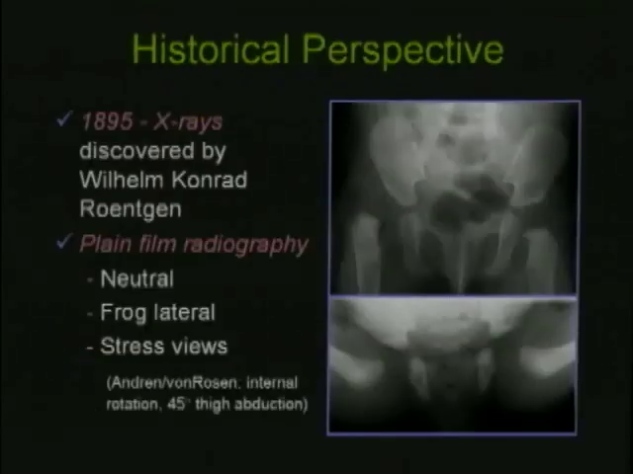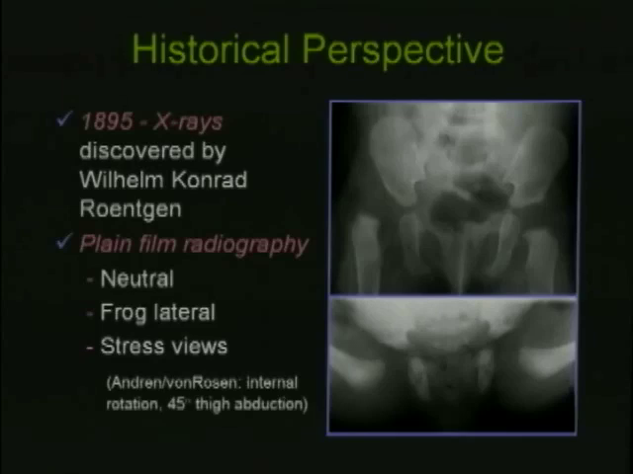Now, up until 1895, when X-rays were discovered by Dr. Röntgen, there was really no way to make the diagnosis of congenital hip problems except by clinical examination. And initially, when X-rays were developed, it was possible, and we still do this at times when indicated in older babies, to get X-rays with the hips in a neutral position and also in a frog lateral position to try to determine if the head of the femur is normally aligned with the acetabulum and what the shape of the acetabulum is.